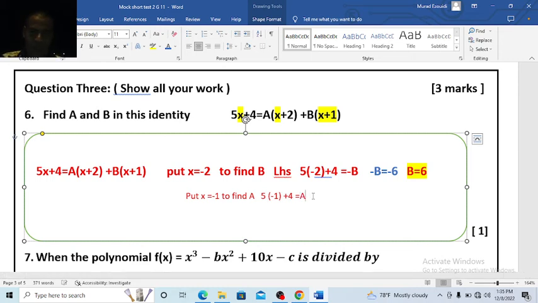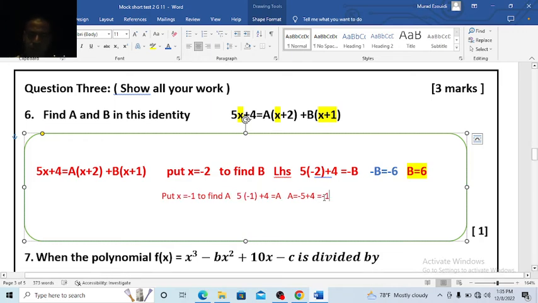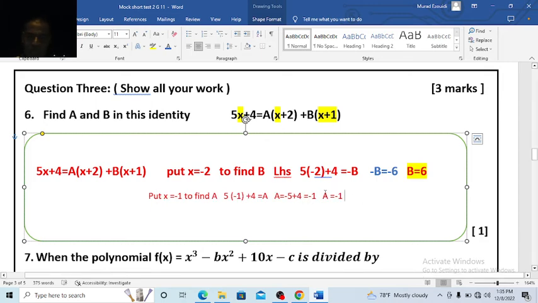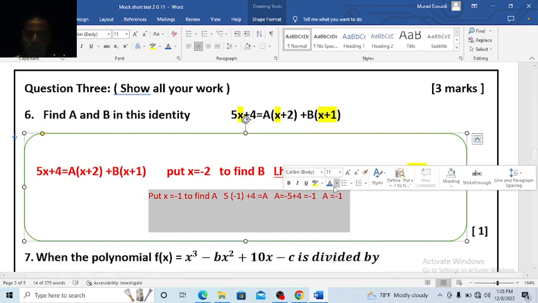Okay, therefore a here is equal to what? Is equal to minus 5 plus 4 equal minus 1. So therefore a is equal to negative 1. Okay, this is the last answer, learners. This is the value of a.